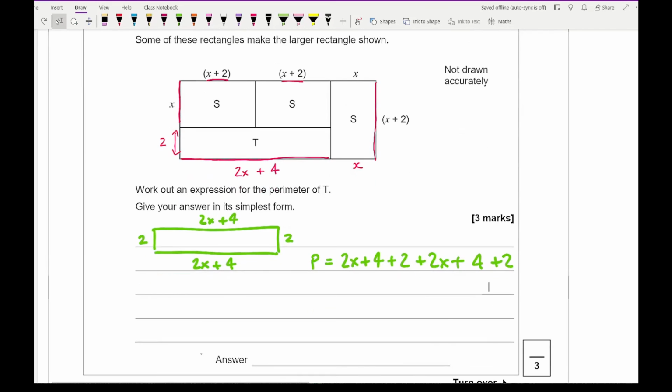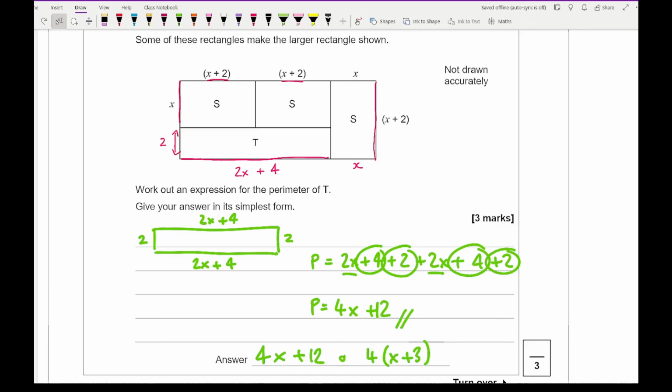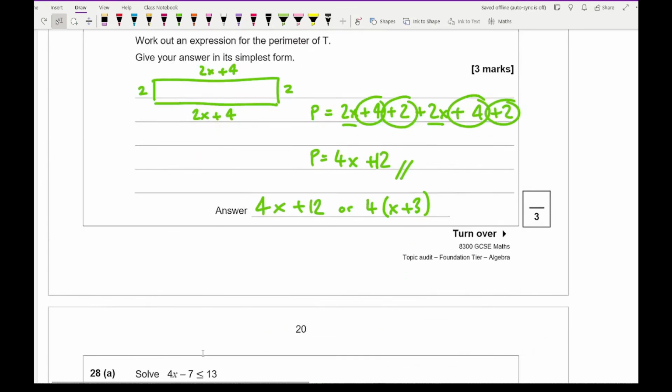Then all I need to do is collect all the like terms together. So looking at the x's, I've got 2 plus 2, which is 4. And then looking at the numbers, I've got 4 plus 2, which is 6, plus 4, which is 10, plus another 2, which is 12. So my answer then is 4x plus 12. Or if you want to factorize that, you can have 4 and then x plus 3. So any of those would be absolutely fine.